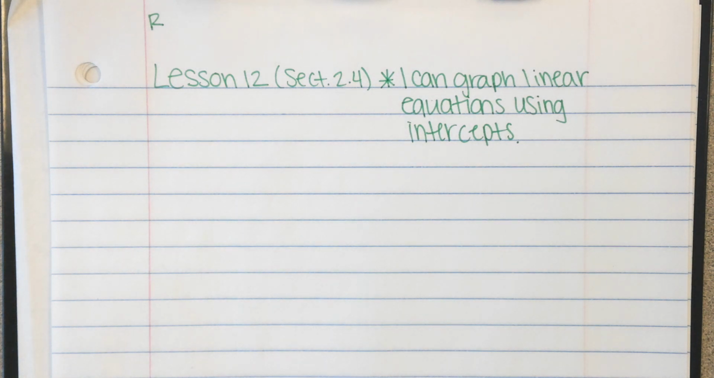Today we're going to look at Lesson 12. We're still in Section 2.4 in your textbook. 2.4 has a lot of stuff, and so I'm trying to break it up so it's not as overwhelming. Today we're just going to graph linear equations using intercepts. So we're going to look at x-intercepts and y-intercepts. We're going to see how to find those when looking at a standard form equation. And then we'll do some examples and we'll be good to go.